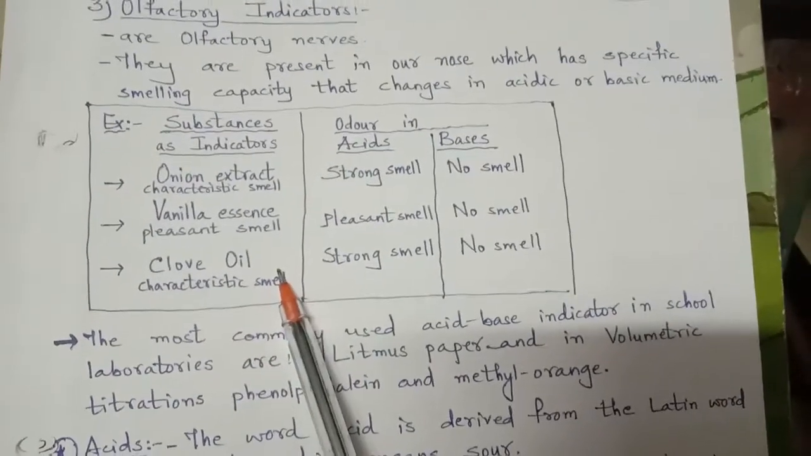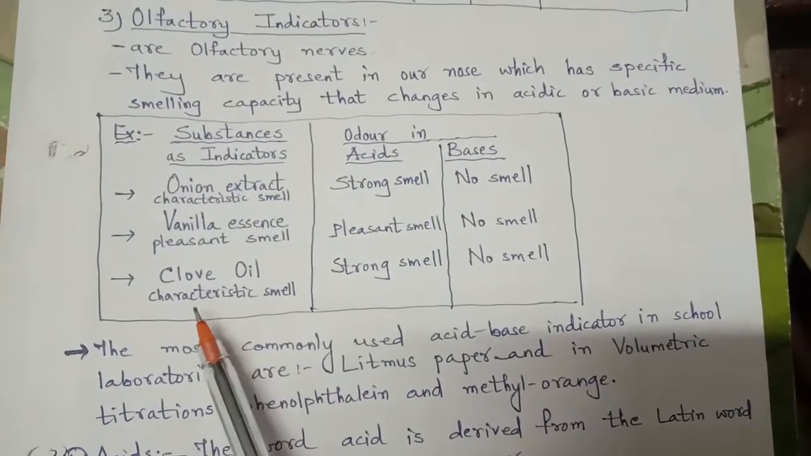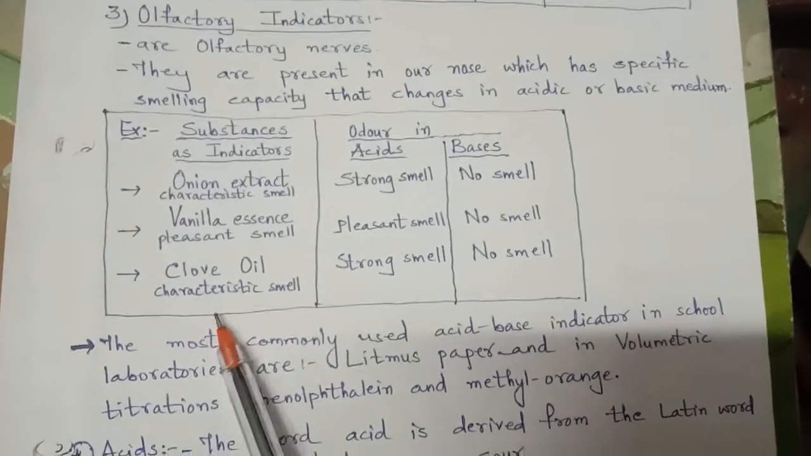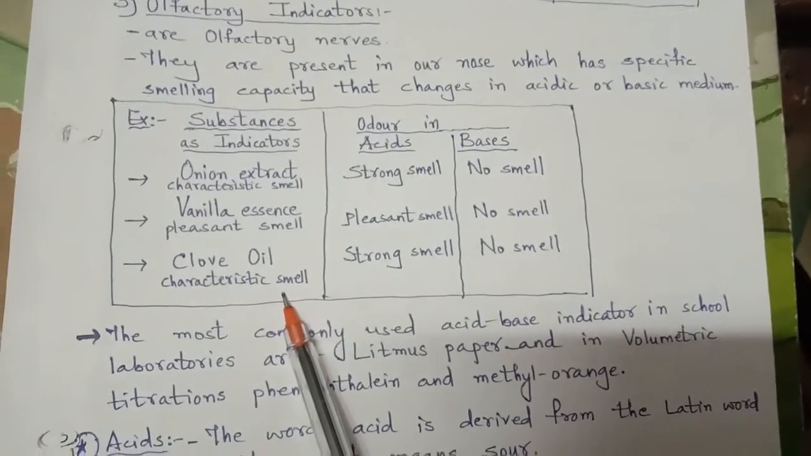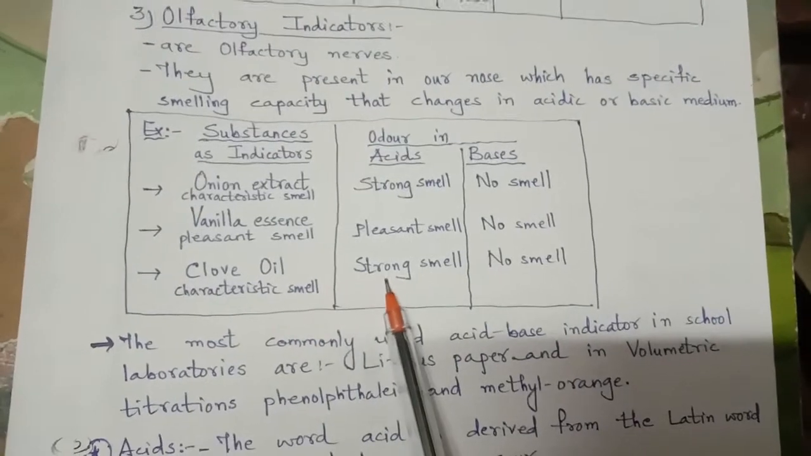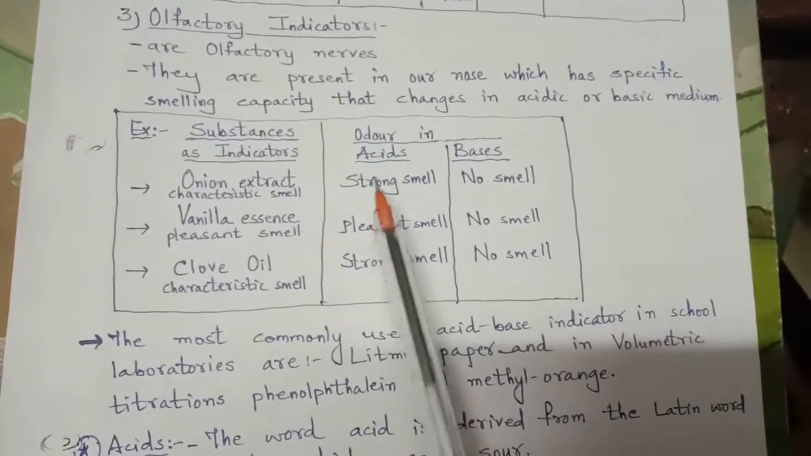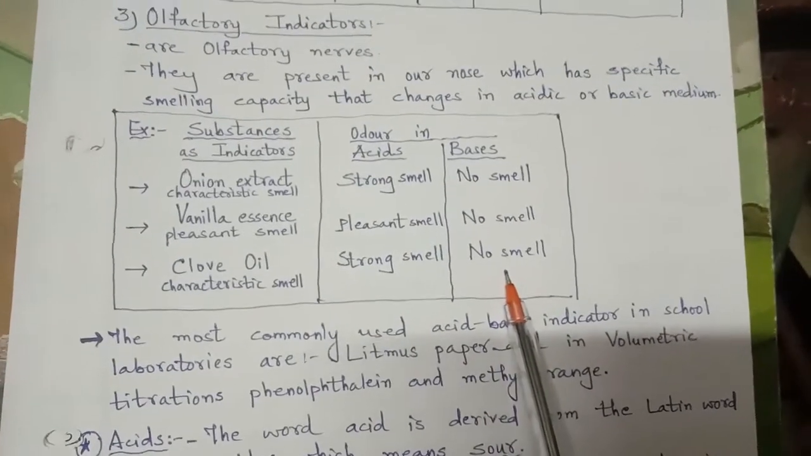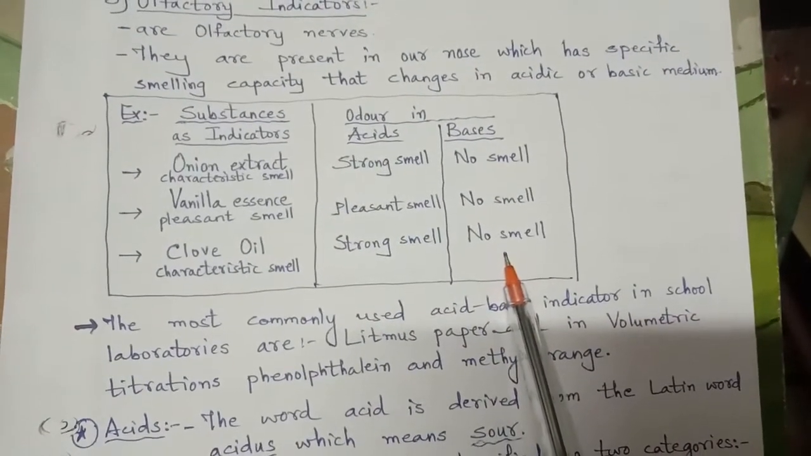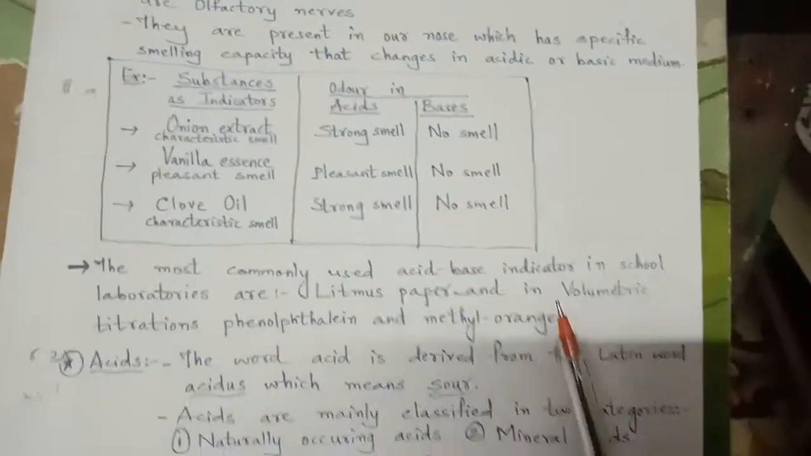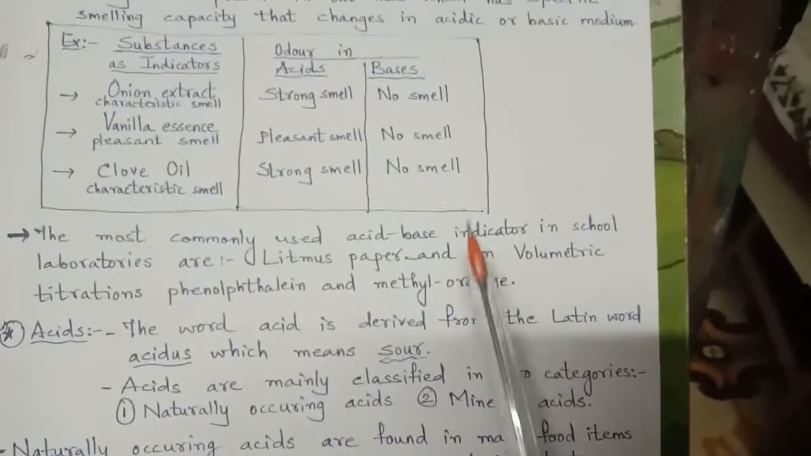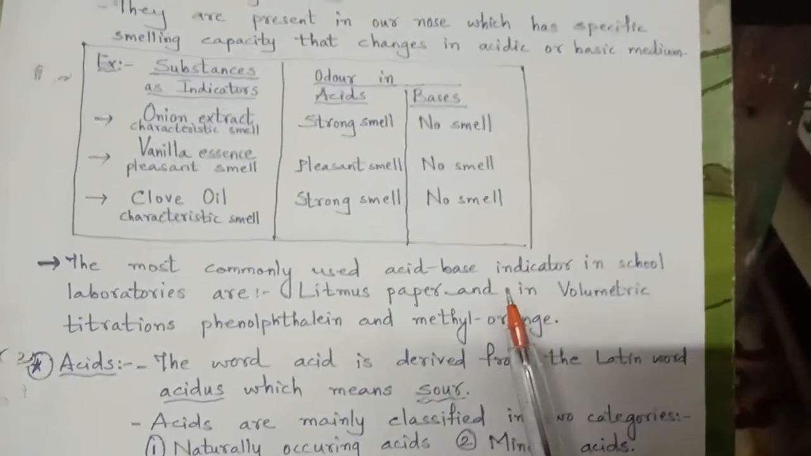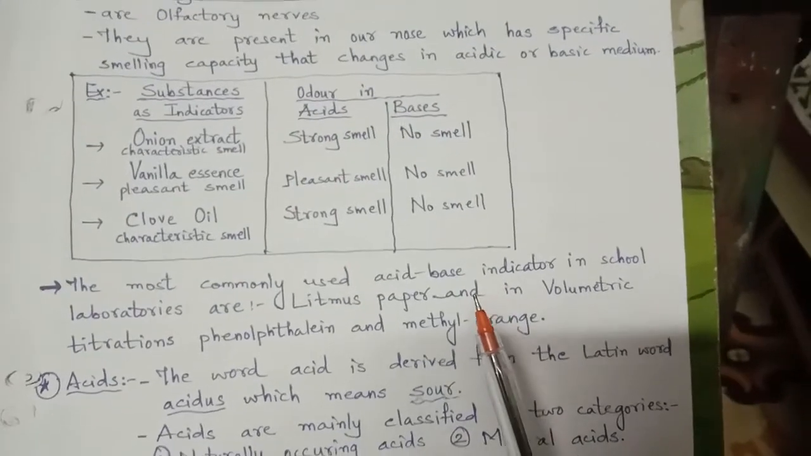Clove oil. Clove, loving ka tel, long ka tel. Clove oil also has a special characteristic smell. It smells very strong when acid solution is there, but it will not give a respective change in the smell when it is a base. So thus, these are the three types of indicators: natural, synthetic and olfactory.